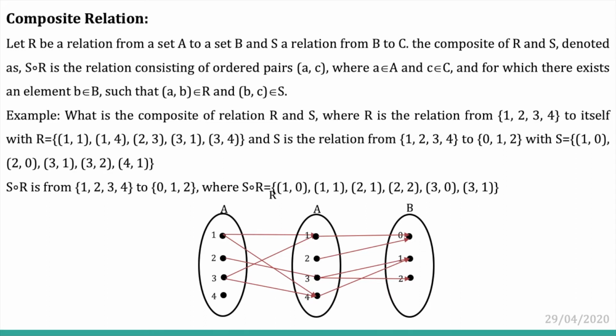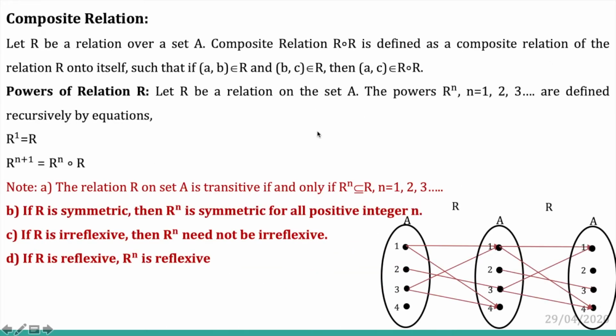Here is an example of how to find the composite relation of two given relations. Now let's see how the composite relation of the relation R onto itself is defined. Let's say relation R is defined over the set A. Then the composite relation of this relation R is also defined over the set A and it consists of the ordered pairs A, C, and for each such ordered pair A, C, both the ordered pairs A, B and B, C do exist in relation R only.